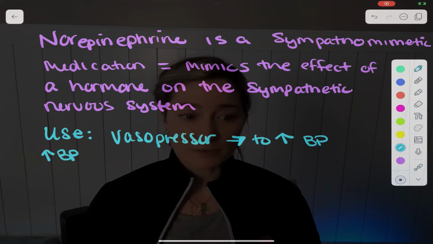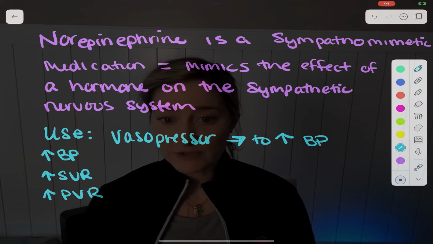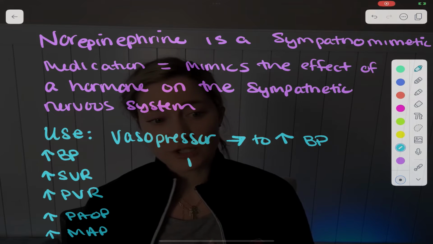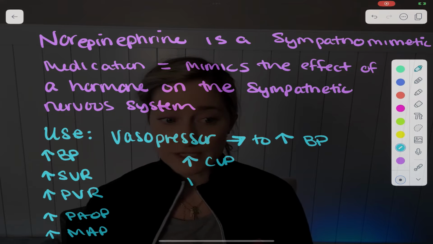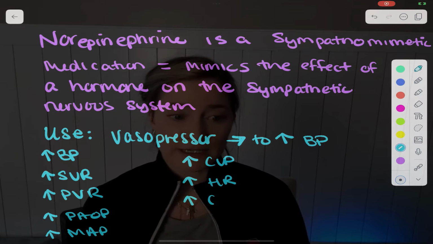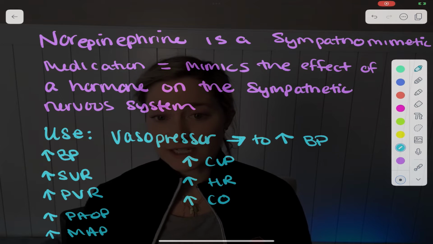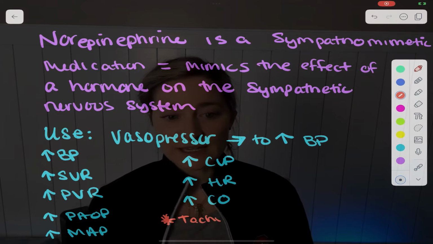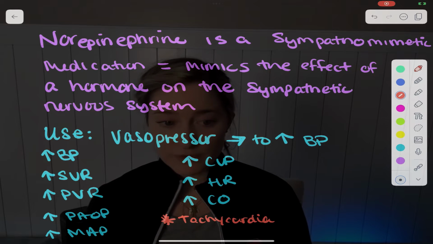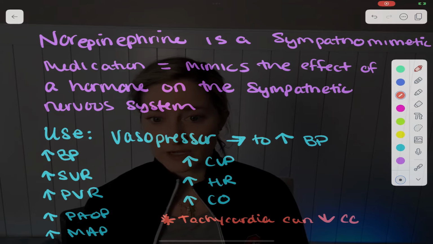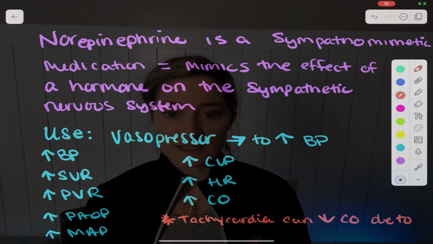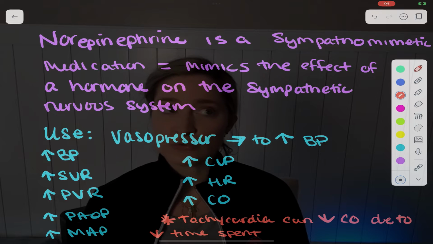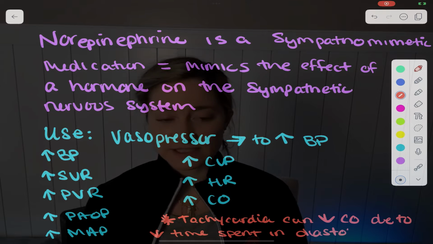It increases blood pressure, your SVR, your PVR. It increases your wedge pressure, your MAP, your mean arterial pressure, your CVP, your central venous pressure, your heart rate, cardiac output. One thing to keep in mind when using norepinephrine or epi is that you can actually cause tachycardia with this drug, especially at higher doses. And the tachycardia can actually decrease your cardiac output due to the decreased time spent in diastole.